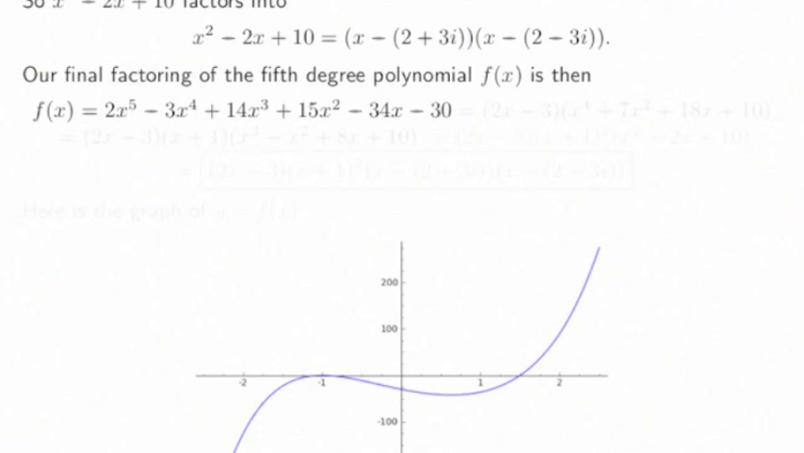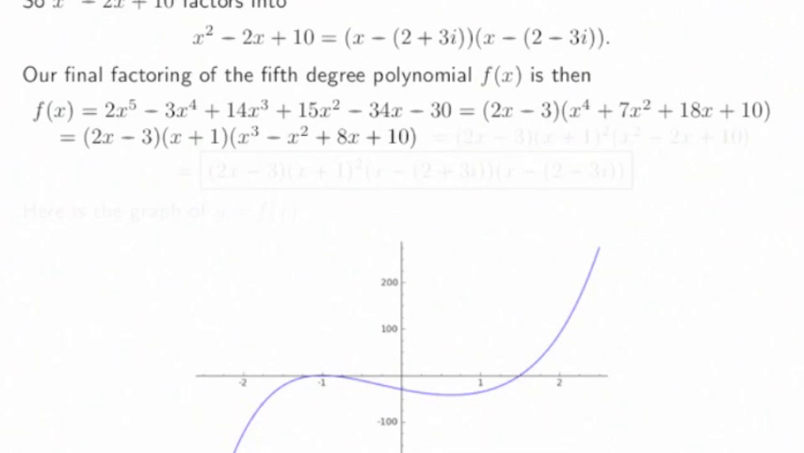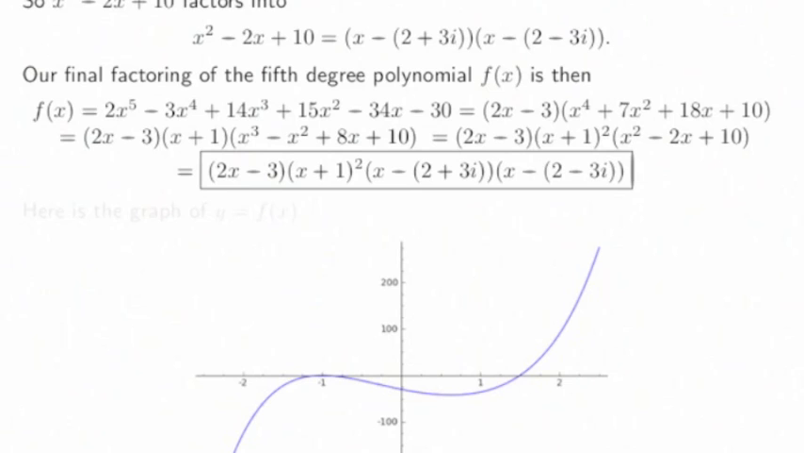So our final factoring of our fifth degree polynomial is that it factors into 2x minus 3 times that fourth degree, and then we discovered 2x minus 3 times x plus 1 times that cubic, and then we discovered further 2x minus 3 times x plus 1 squared times the quadratic, and then we factored the quadratic. So the fifth degree polynomial has linear terms 2x minus 3, x plus 1 twice, x minus 2 plus 3i, x minus 2 minus 3i. Here's the graph. Notice that x plus 1 is a factor twice, so minus 1 is a 0 twice, and then there's a 0 to the right at 3 halves.